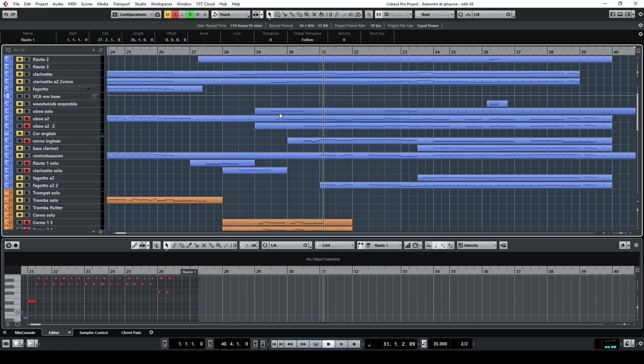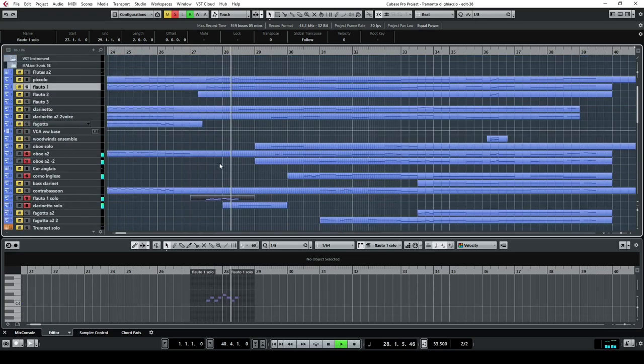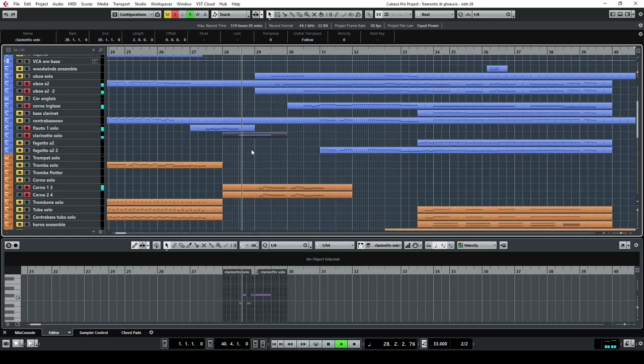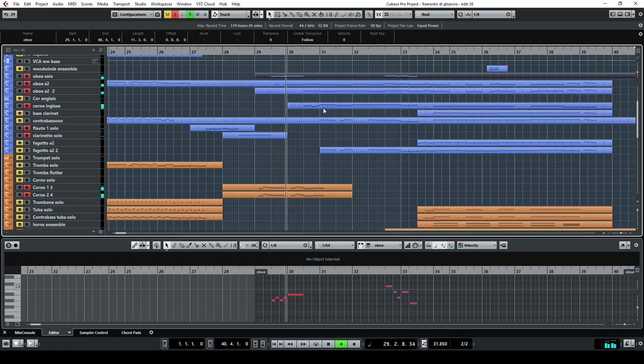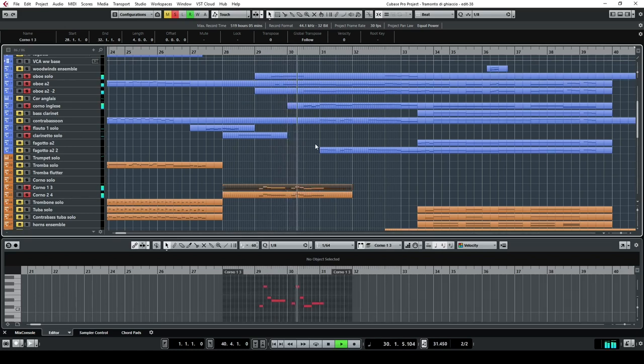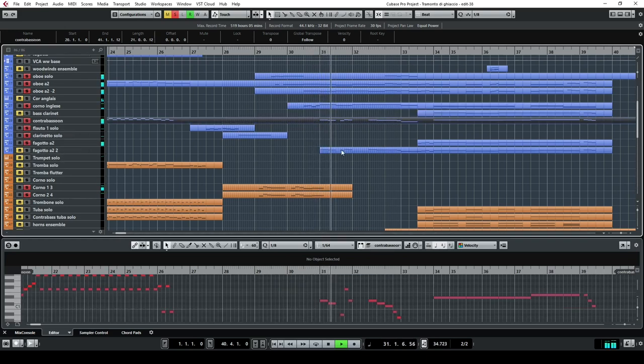Okay, so you see there is the melody going really from one instrument to the other. Again, it starts with the flutes. Clarinets. Horns. Oboe. And then again, horns. Cornemuse. And then it comes some bassoon. Let's put all together.